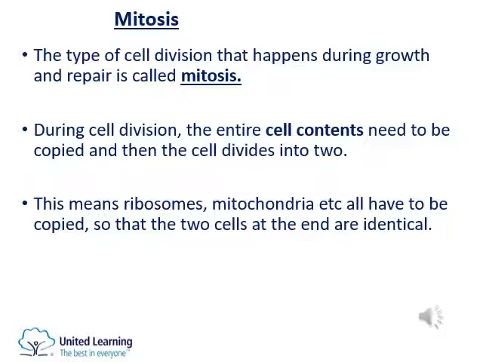So during cell division, the entire cell contents needs to be copied, and then the cell divides in 2. This means that ribosomes and mitochondria all have to be copied, because all of the new cells are also going to need ribosomes and mitochondria. So we're going to need 2 of everything, so that the 2 cells that we create at the end are identical.